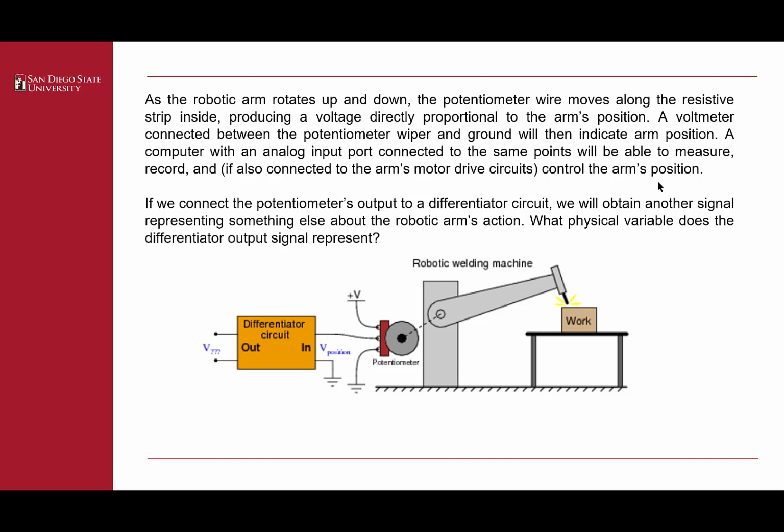A computer with an analog input port connected to the same points will be able to measure, record, and if it also has some other connections to driver circuits, it can control the arm's position. In this case, we will need a driver circuit because the output from a computer would be very weak for driving the machine. If we connect the potentiometer's output to a differentiator circuit, we will obtain another signal representing something else about the robotic arm's action. What physical variable does the differential output signal represent? So it's an interesting question.